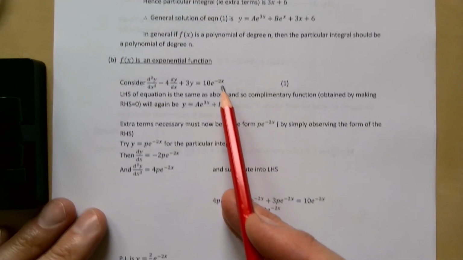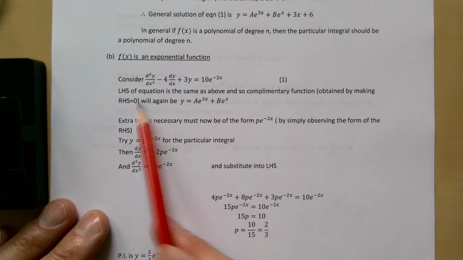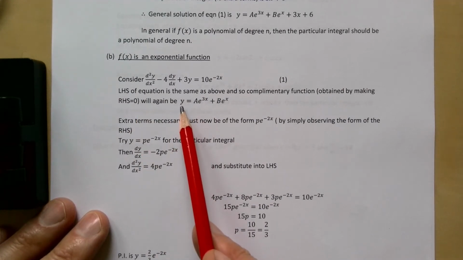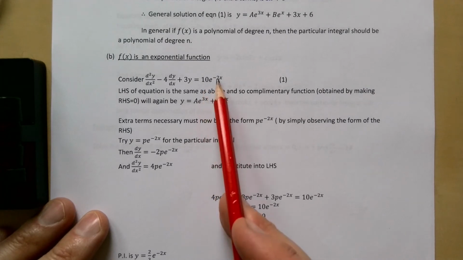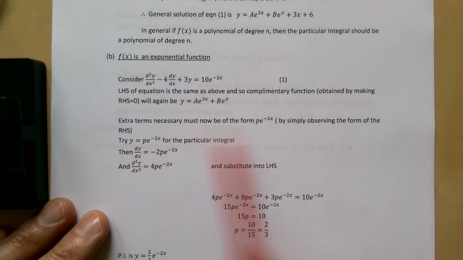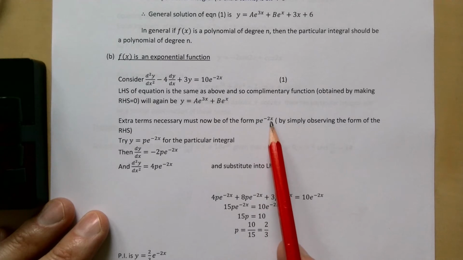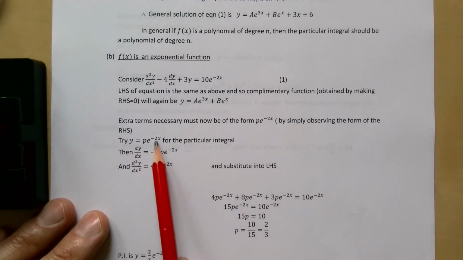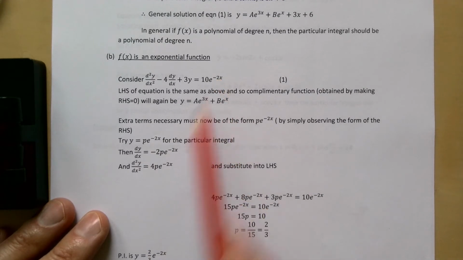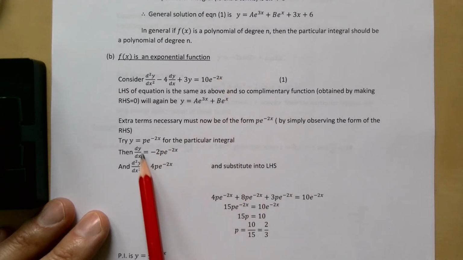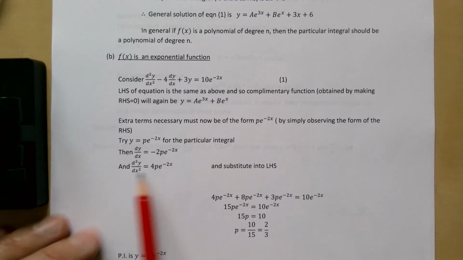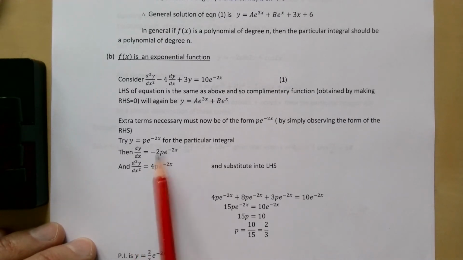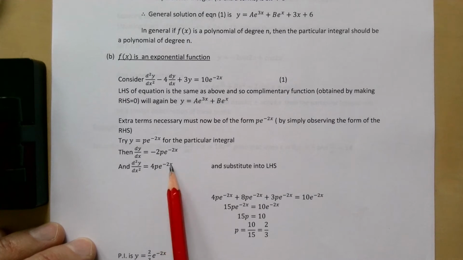d2y by dx squared, as ever, we work out our left hand side first, and we get the same one as before, y equals a e to the 3x plus b e to the x. Here it's 10e to the minus 2x, so looking at that, I'm going to try p e to the minus 2x. I'm going to let my y equal p e to the minus 2x again, I'm getting that from up here. Differentiate this, I get dy by dx is minus 2 p e to the minus 2x, and d2y by dx squared, then differentiating this, I get 4 p e to the minus 2x.